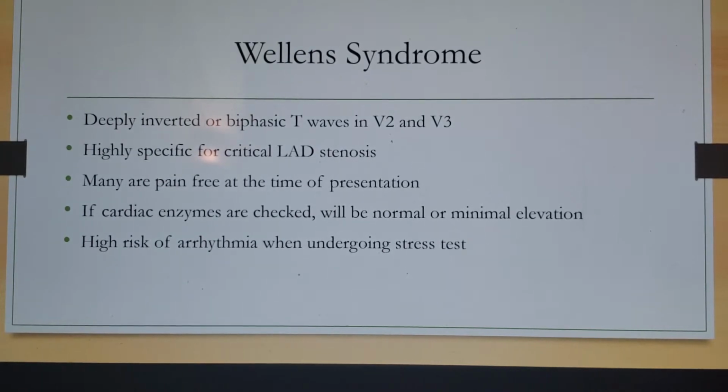First thing we'll talk about is something called Wellens syndrome. And this is a deeply inverted or biphasic T waves in V2 and V3. And bear with me on this, I'll show you a picture that'll make a whole lot more sense of this. This is highly specific for critical LAD stenosis. Your LAD artery is your widowmaker. These are the ones that young people die from, so this is a big deal.